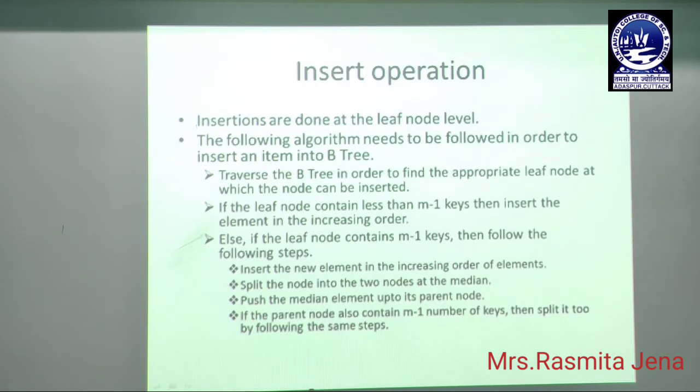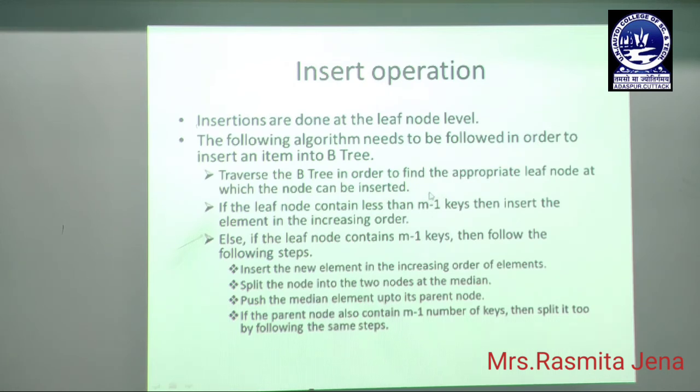Then comes the insertion operation. Insertions are done at the leaf node level. The following algorithm is followed in order to insert an item in a B tree. First we traverse the B tree to find the appropriate leaf node at which the node can be inserted. That means whenever we insert a node, we first compare it with the root node, and traverse the B tree to find the appropriate leaf node.